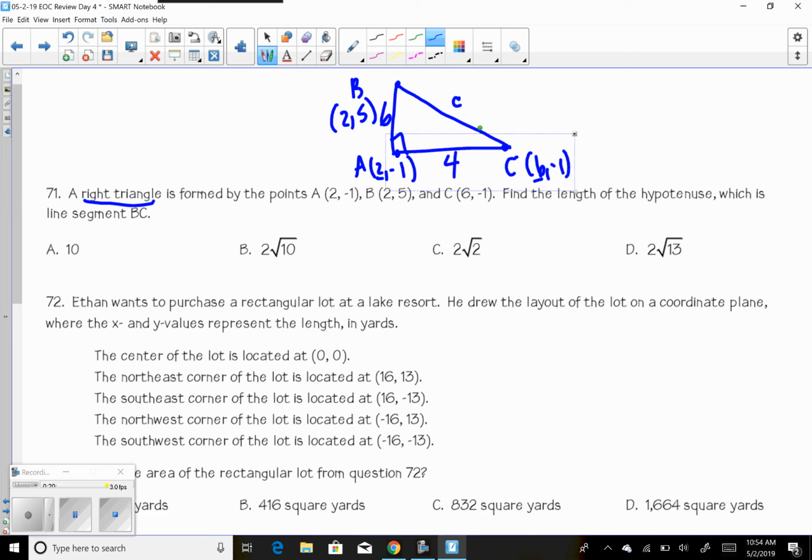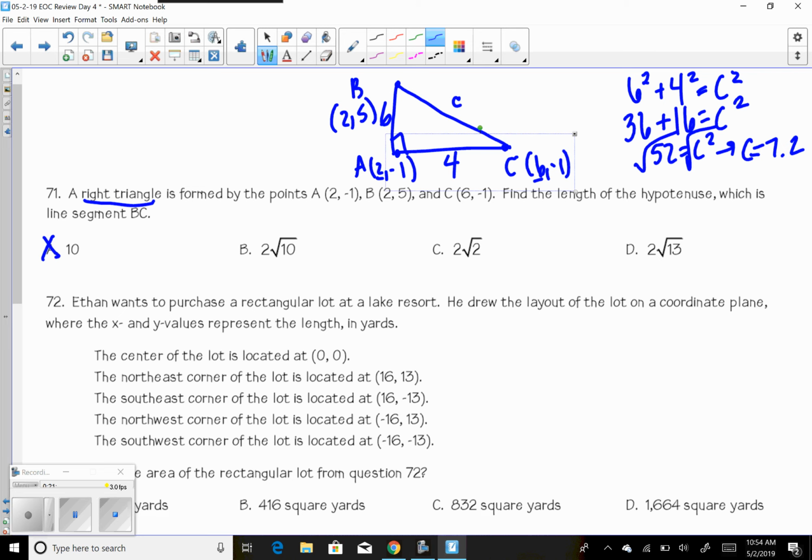I'm going to use Pythagorean theorem. So what I get is 6 squared plus 4 squared equals C squared. That's 36 plus 16 equals C squared. 52 equals C squared, and you take the square root of both sides, and what you get is C equals 7.2. Okay, notice I don't see that on any of these, okay? So I need to figure out what these radicals are going to be equivalent to.